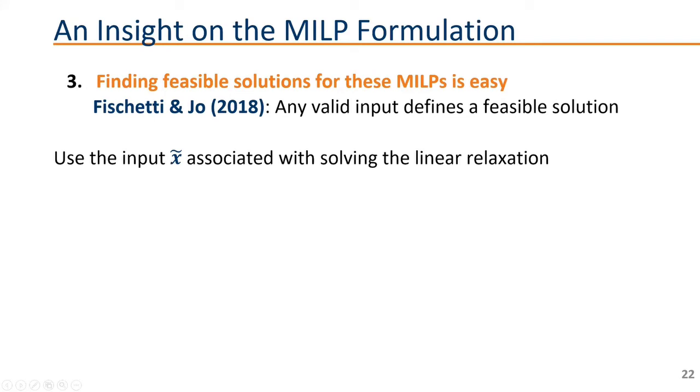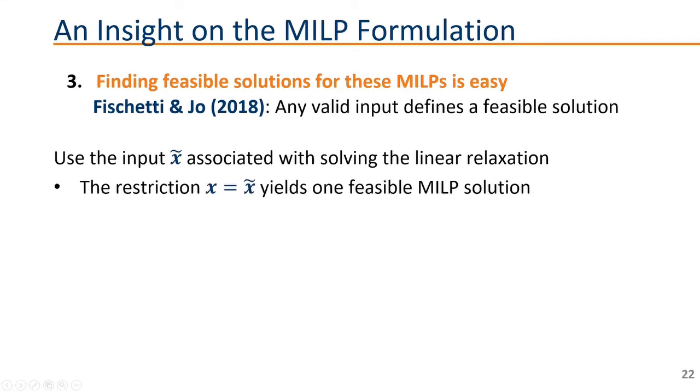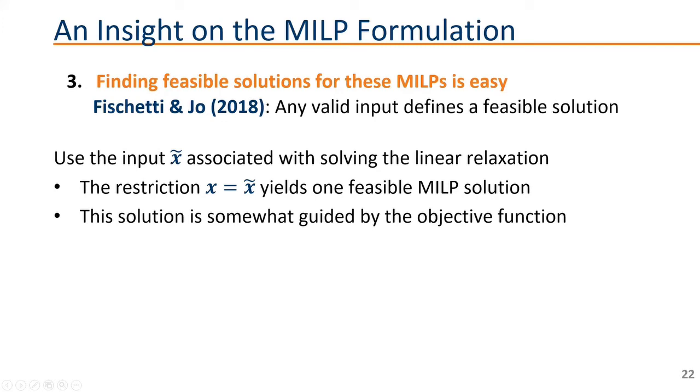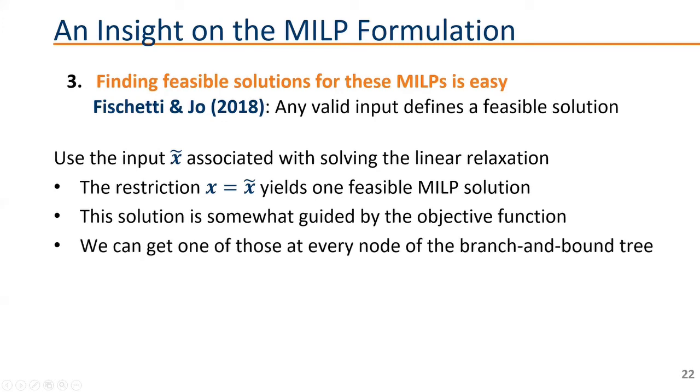Let's say that we have an input associated with solving the linear relaxation. That's not exactly a feasible solution yet, but the values for the variables of the inputs can be used to define a feasible MIP solution. If we just look at the variables for the inputs of the neural network, pass them through the neural network, and infer the actual value for the rest, fixing all the integrality constraints, that's going to give us a feasible MIP solution. And this is a solution that's somewhat guided by the objective function, even though the relaxation is not that strong. And we can get one of those at every node of the branch and bound tree.